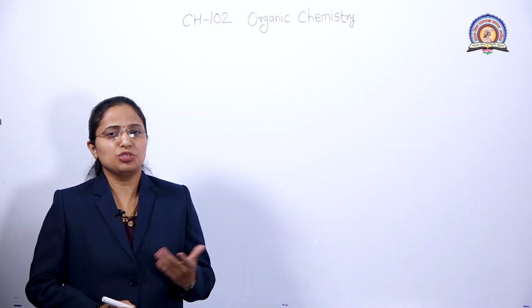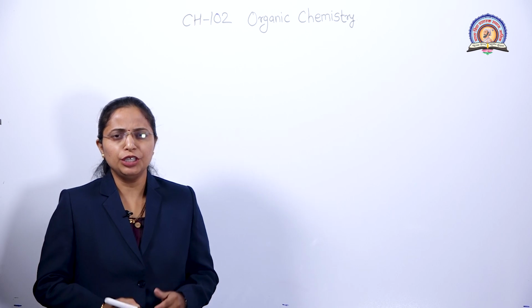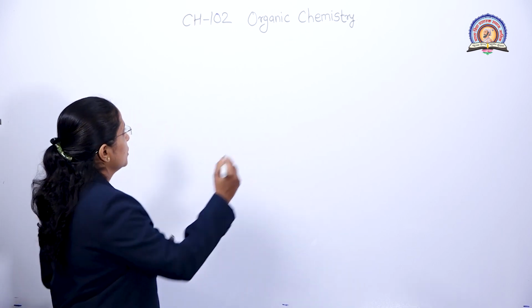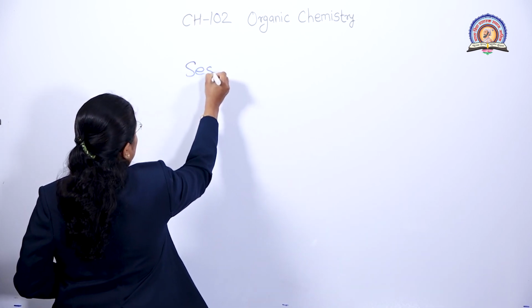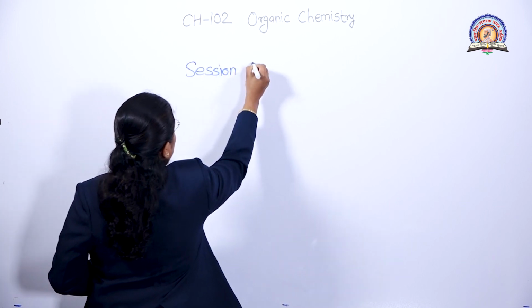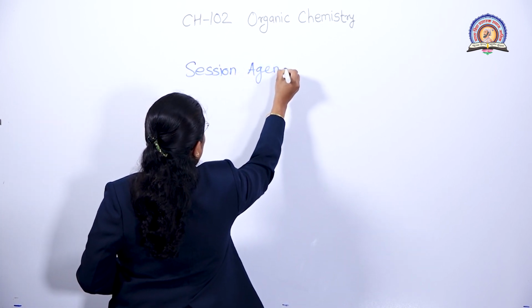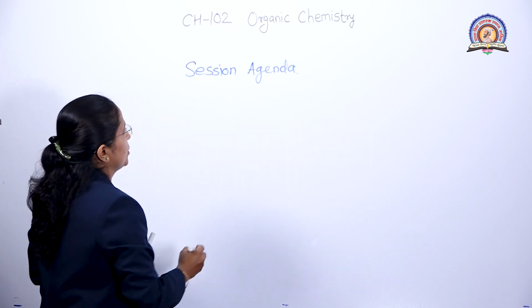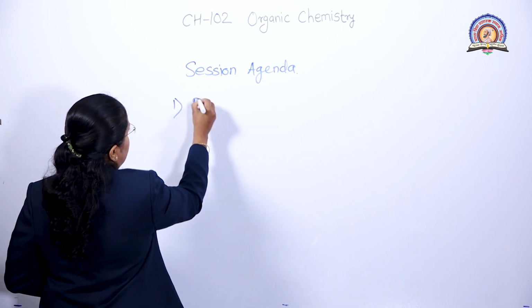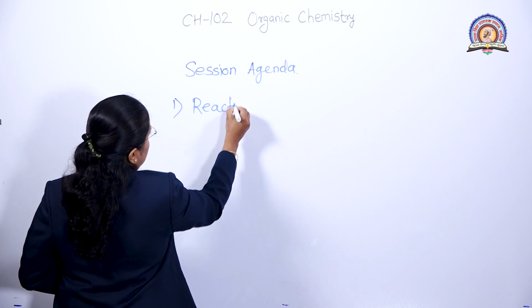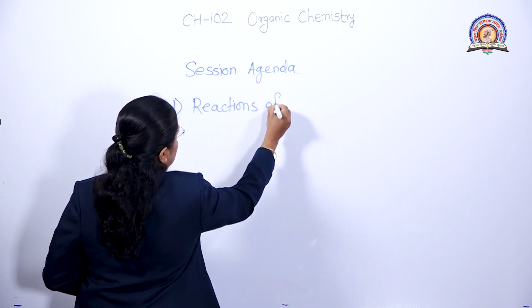Today we are going to discuss the CH102 Organic Chemistry FYBSc class. In today's lecture, we are going to discuss the reactions of alkene. These reactions of alkenes are classified into two types. So the session agenda for today's lecture is the reactions of alkene.